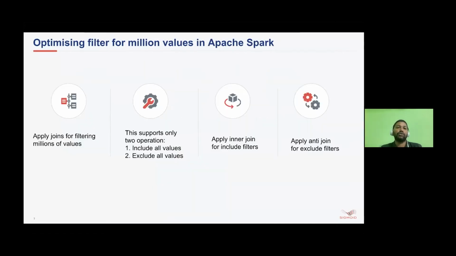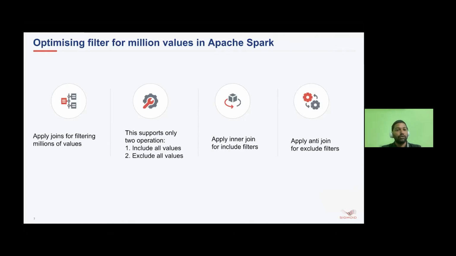So let's see how we could filter if we have millions of values for one column, right? Generally we apply filters in the conventional way, where you use where or filter operations in Spark. Whenever the number increases to more than 10 or more than 100, there is a lot of degradation in the processing time, and the query takes a lot of time to filter out the data. And we have millions of values for one column. So how could we do that?